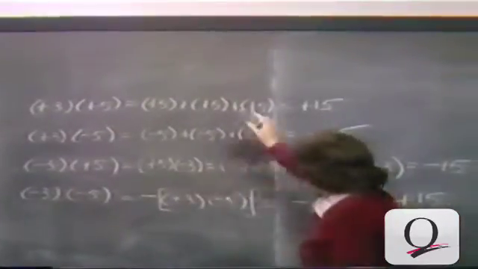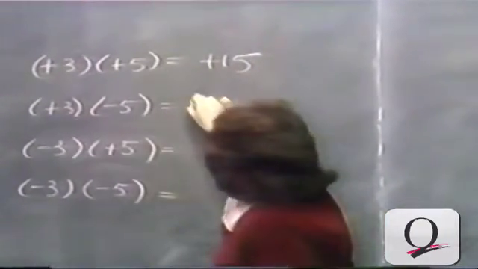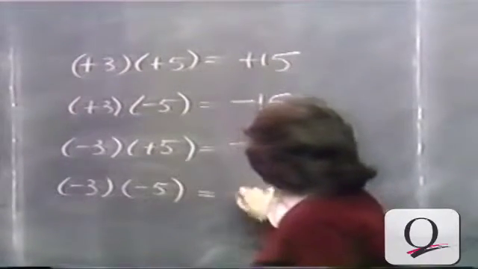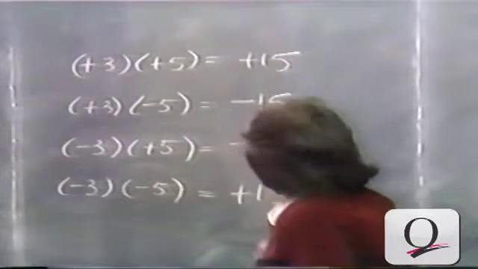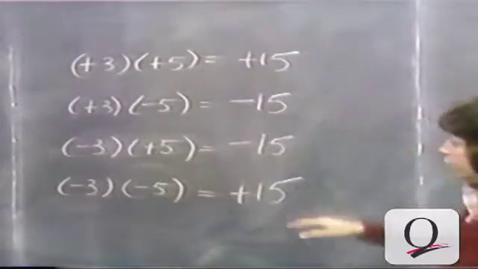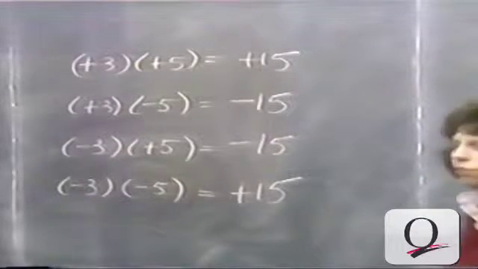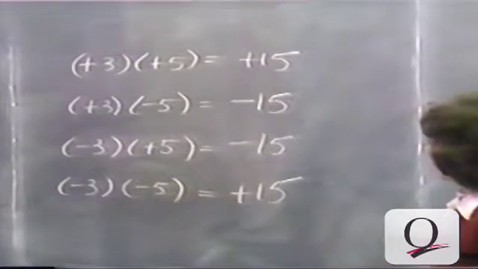Now let's look at the answers that we have to the 4 problems. Let me cut out all of this extra work here and just transcribe the answers. Plus 3 times plus 5, that was plus 15. Plus 3 times minus 5, minus 15, minus 15 here, and then plus 15. Now we would like to develop a rule which summarizes these 4 examples, a rule for multiplying signed numbers.